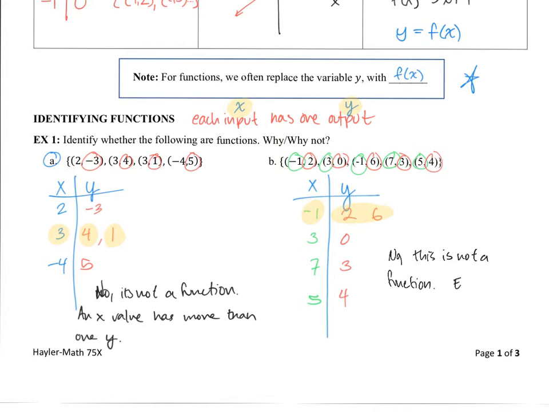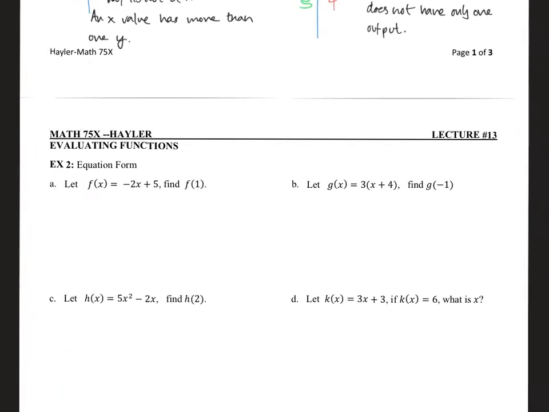And then another way you could state it is each input does not have only one output. Okay? So as long as you're stating that your input value or your x value does not have only one y value, it's a good way of explaining it. Alright.